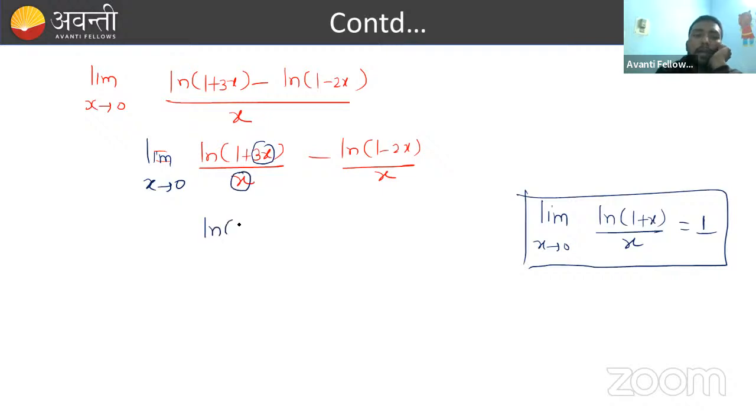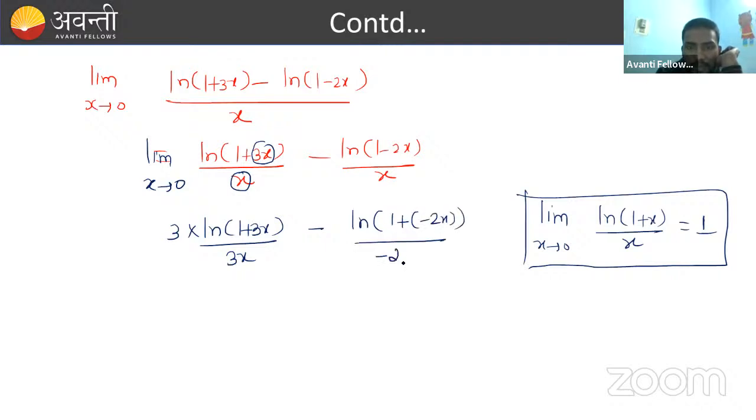So what I will do, I will make it like this. I will write 3x into 3, and the 3 cancels. And here I will do the same. This is 1 plus minus 2x, right? So I will do it like this: minus of 2x into minus of 2.